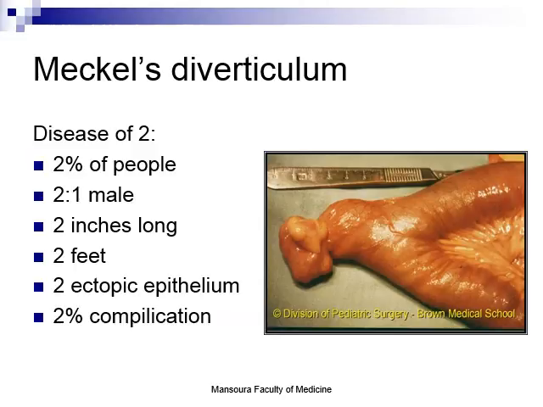It appears in 2% of the people, 2 to 1, I mean, 2 males to 1 female, 2 inches long, 2 feet from the ileocecal valve, 2 ectopic epithelia, gastric and pancreatic, and 2% complication of these cases.